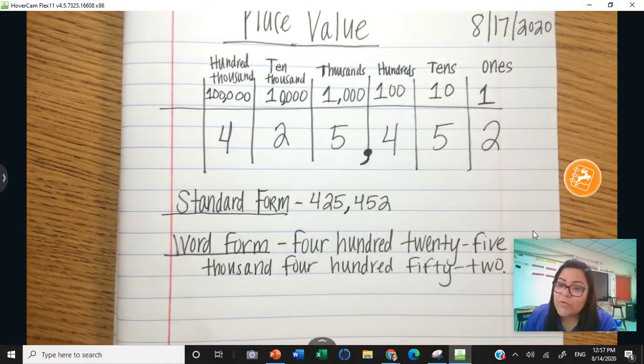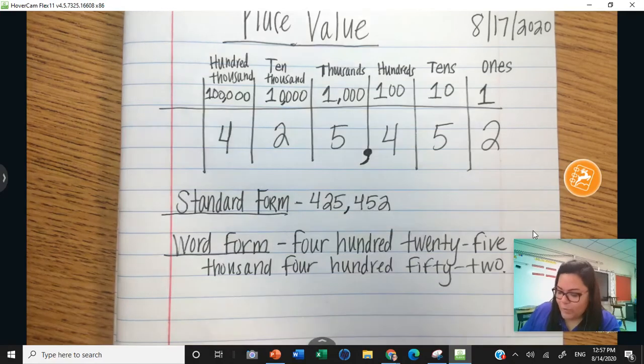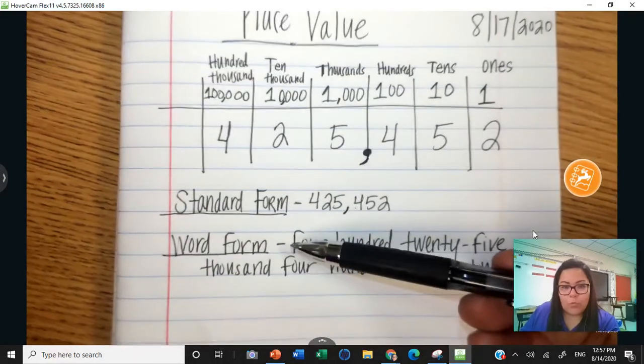It's important that you know how to read and write those numbers, because you will see them on your exams, on your assessments, and we're going to get some more practice in. All right, we've done standard form, we've done word form.